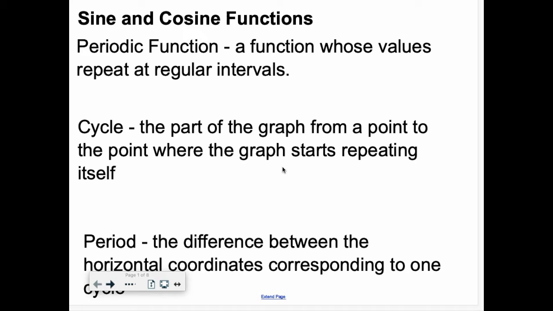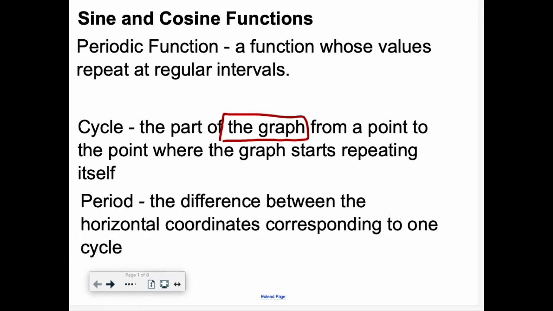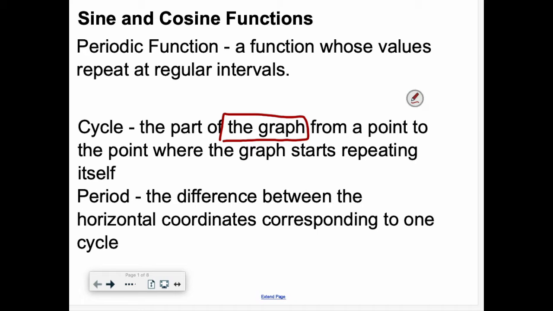Now the cycle is the part of the graph, and this is referring to the actual graph of the function, from a point to the point where the graph starts repeating itself. We'll see an example on the next page. Now, the period isn't referring to the function, it's referring to the horizontal coordinates. So that's talking about the axis, the x-axis in most of our terms, or the u-axis.